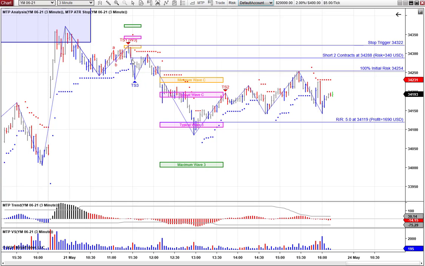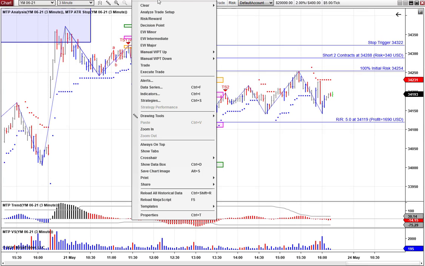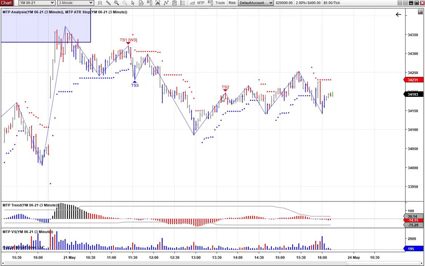The market then took you in for a short trade, came down to the first projected profit target here, where a profit of approximately 5 times the initial risk was available. A bit later in the day, the market then started to retrace back up again. Our MTP was still red.